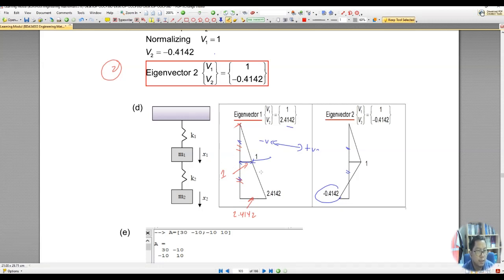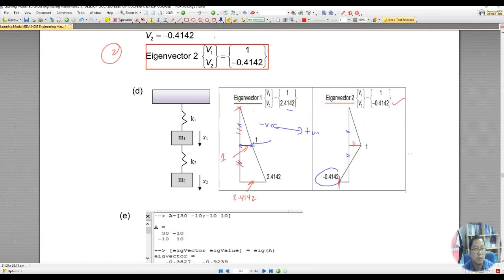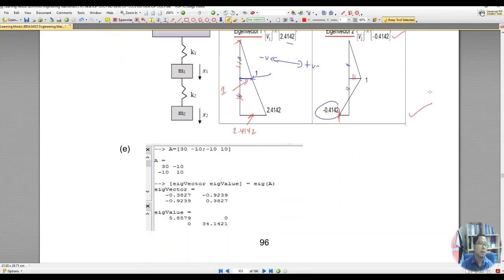So we will get the mode shape like this, as compared to eigenvector 2, with the same length, but the value is minus, so the direction is to the left. First we have 1, and then minus 0.4142. So we get this mode shape. So the answer remains like this.